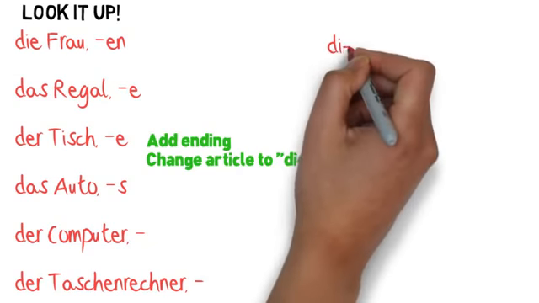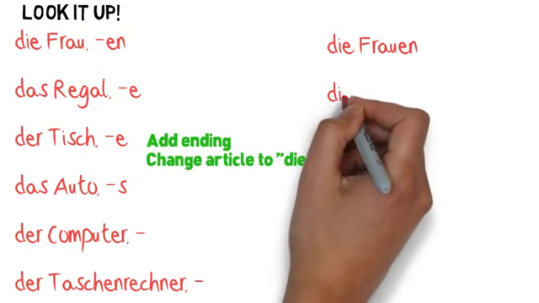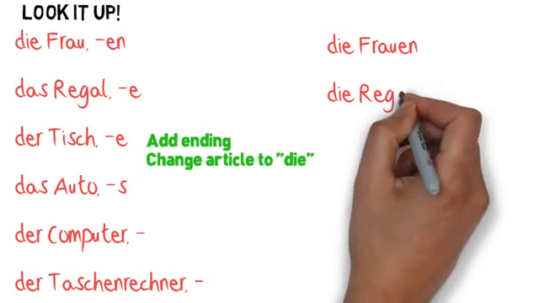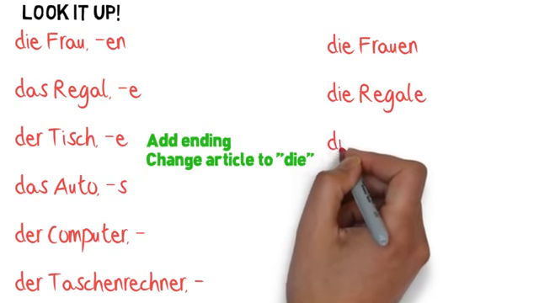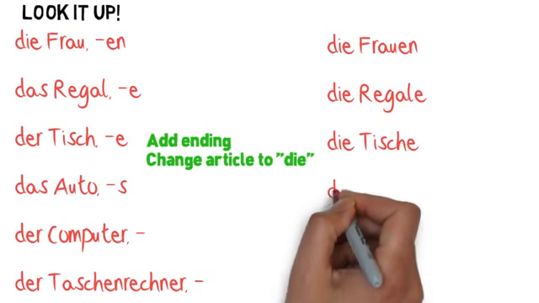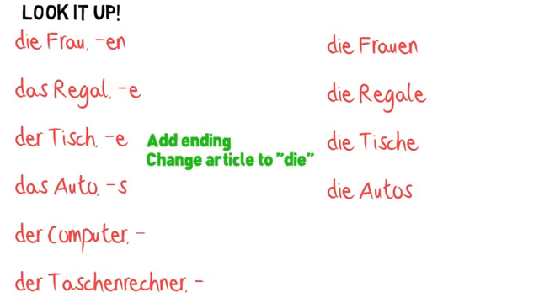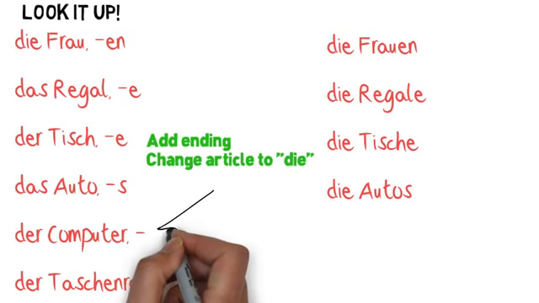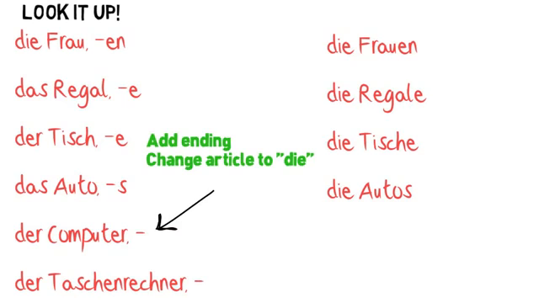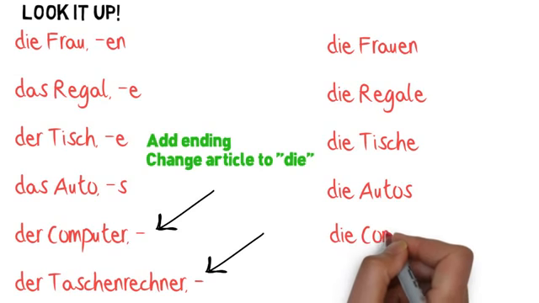Now, notice that Computer and Taschenrechner only have a comma and a dash, no other letters. So whereas die Frau adds an EN to become die Frauen, das Regal adds an E to become die Regale, der Tisch adds an E to become die Tische, das Auto adds an S to become die Autos. With Computer and Taschenrechner, you do not add any extra letters. But they will still become die words in the plural.